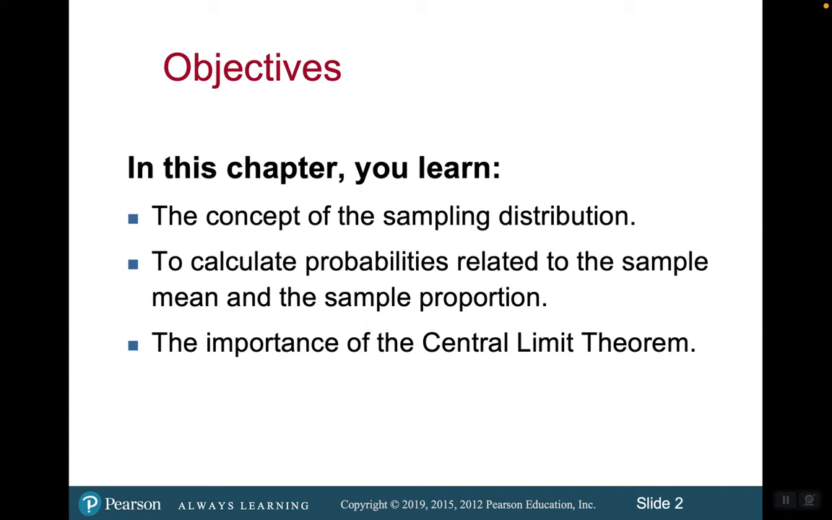After we do that, we'll look at how we calculate the probabilities related to a sample mean and to a sample proportion. And then finally, we'll talk about what we call the central limit theorem.